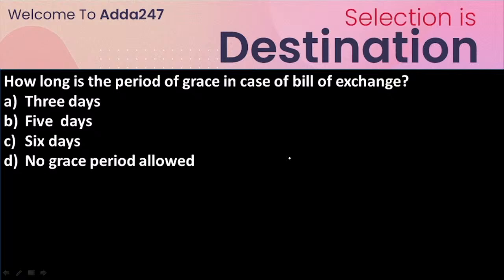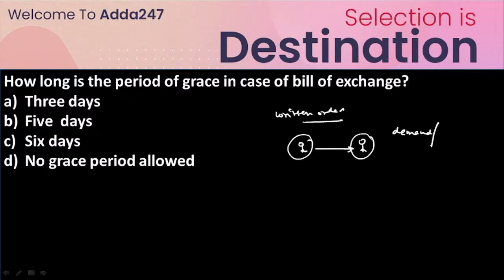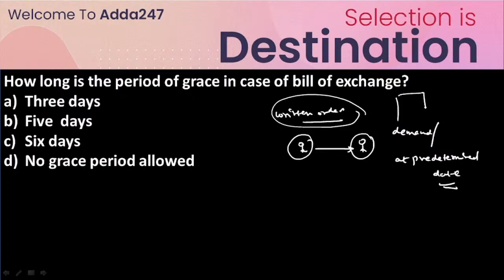Next question is, how long is the period of grace in case of bill of exchange? As we know, a bill of exchange is generally a written order by which one party pays a fixed sum of money to another party on demand, or say at a predetermined date. So that is known as a bill of exchange. It is generally a written order by which one party pays a fixed sum of money to another party on demand, or say at a predetermined date.